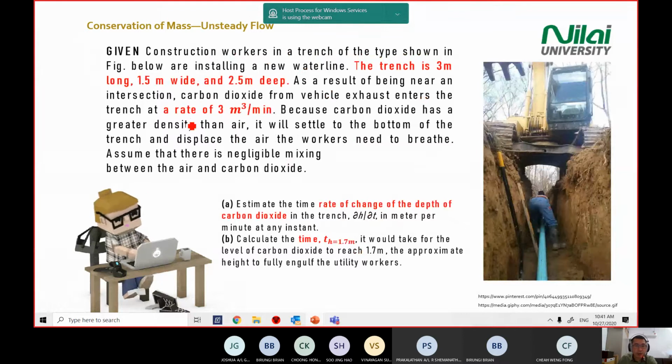Now be careful on the rate again. This one is 3 meter cube per minute, and the question asks you to answer in meter per minute. So you can save time without converting into seconds. But if this one is in minutes and the answer asks you to convert into meter per second, then you need to be careful on the unit.